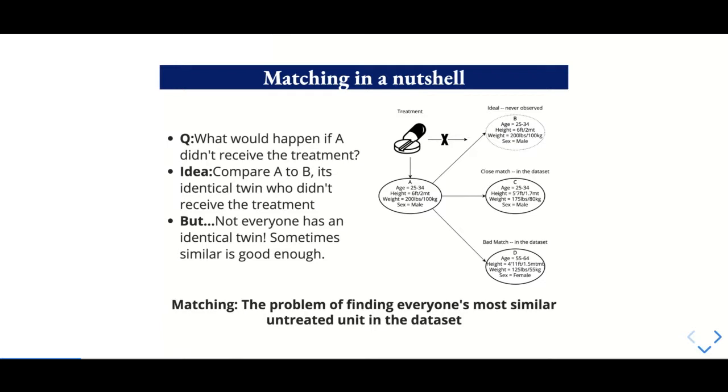And so we never really observe B. So what's the best that we can do? Well, the best that we can do is scour our data set for someone who didn't receive the treatment, but is close enough to A in terms of these features that we observe. And so here in the figure, this is going to be C. And so matching, very simply, is the problem of identifying everyone's most similar unit who received a different treatment than the one that they got.